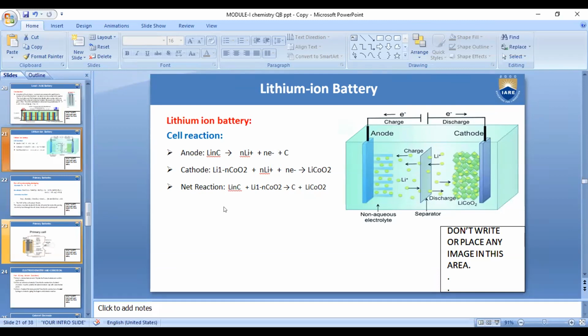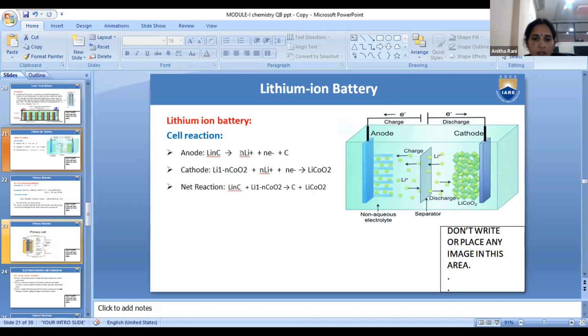Cathode to anode. During charging, the lithium ions move from cathode to anode and the flow of electrons is from cathode to anode. So here at the anode, it is undergoing an oxidation reaction, loss of electrons from lithium. So I wrote n Li plus n electrons plus carbon.